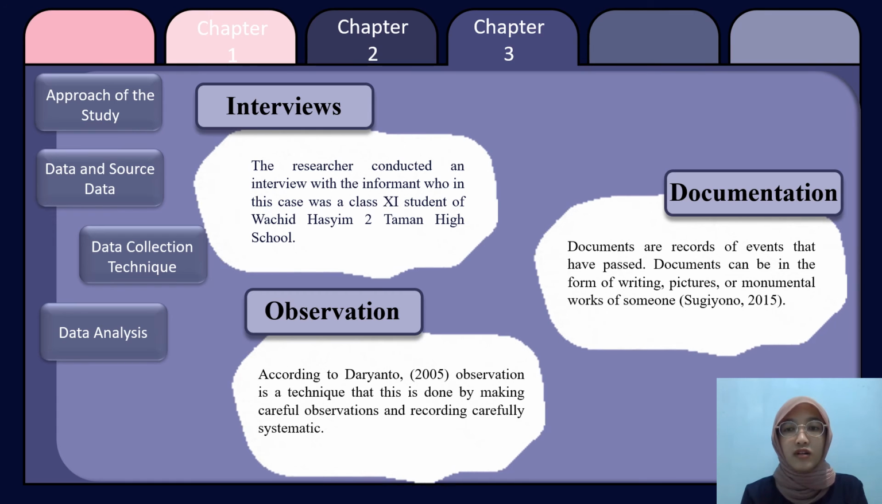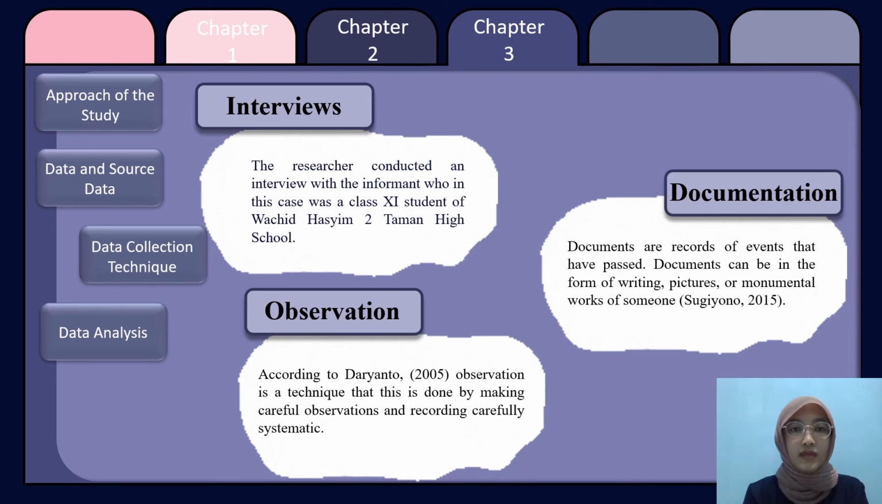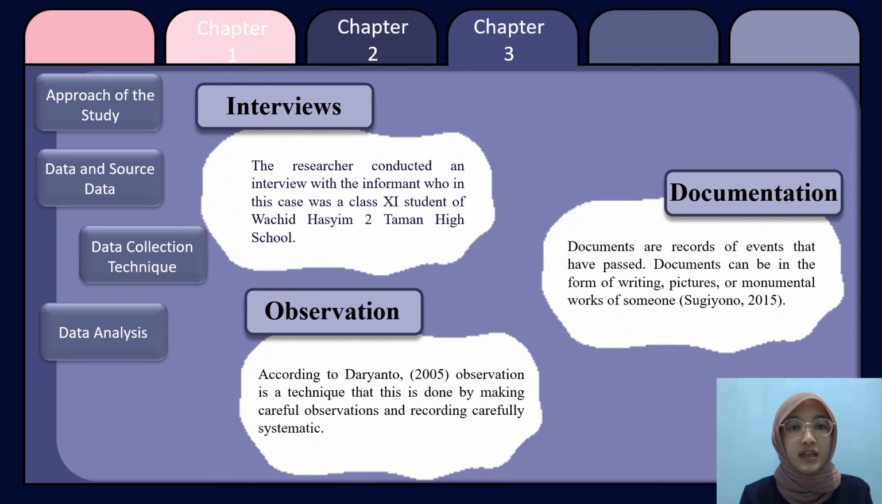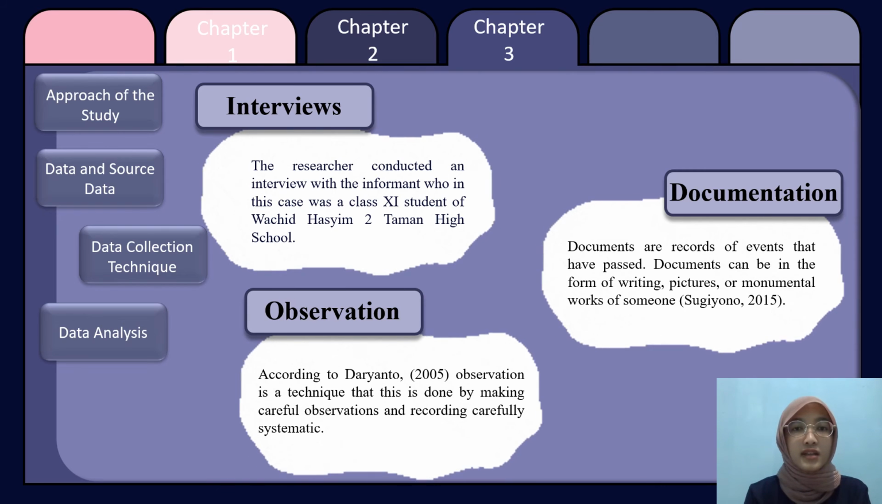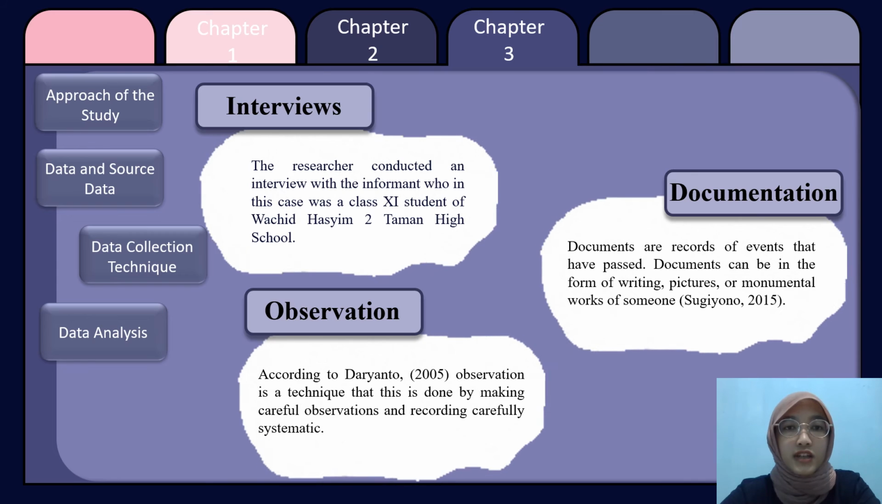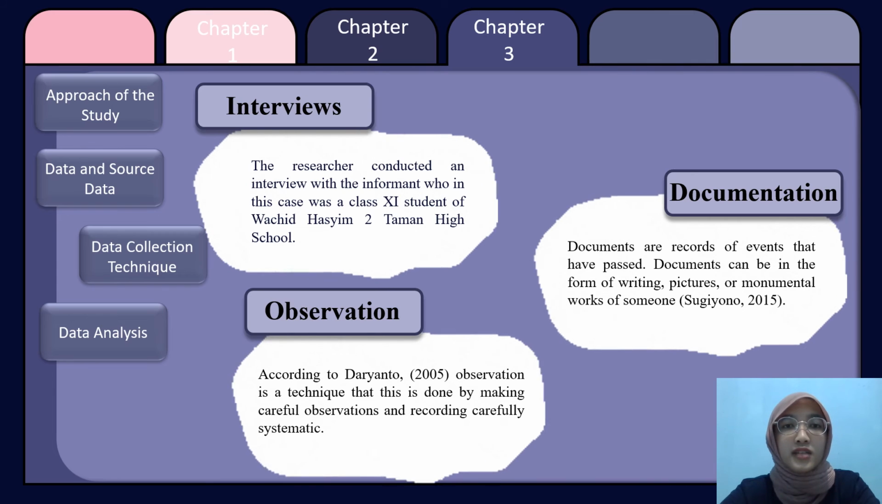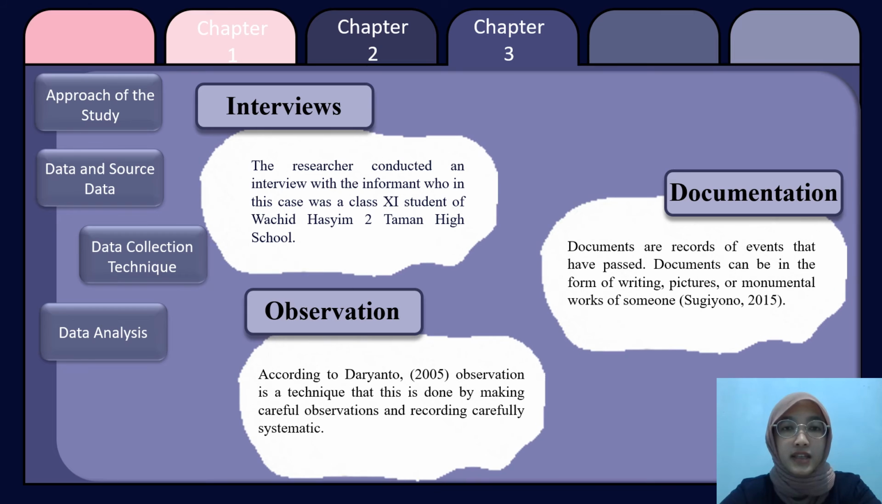And next, documentation. Documents are records of events that have passed, which can be in the form of writing, pictures, or monumental works of someone. So the documents of this research are oral data in the form of student assessment of EFL learning and other written data related to the research. The documents will later be analyzed to understand whether there is a relationship between the teacher's teaching style and student motivation in EFL learning in class 11.